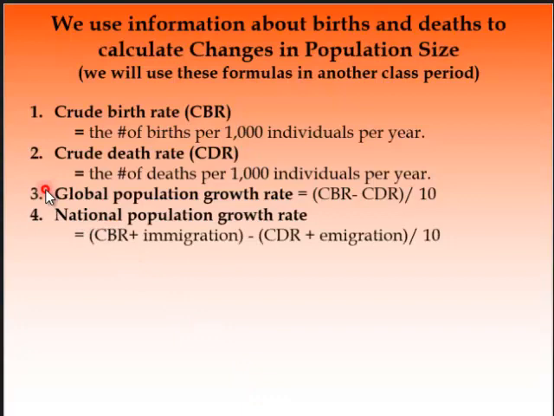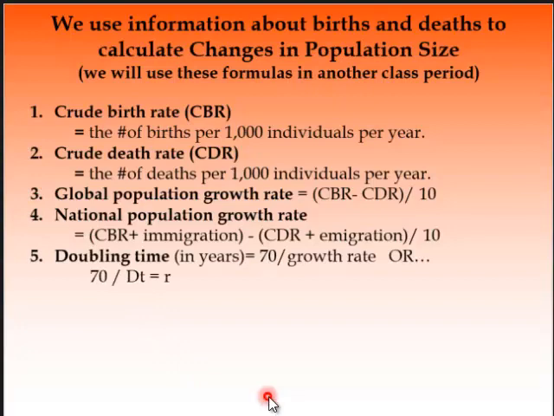That's global. But if we're looking at just country to country, we can count immigration and emigration. So this is our input minus our output divided by 10. So these are both growth rates. We cannot have people immigrate and emigrate onto the earth. We have a few people that go out in space, that doesn't count. So this is when we're talking about country to country. Global, we do not count immigration and emigration.